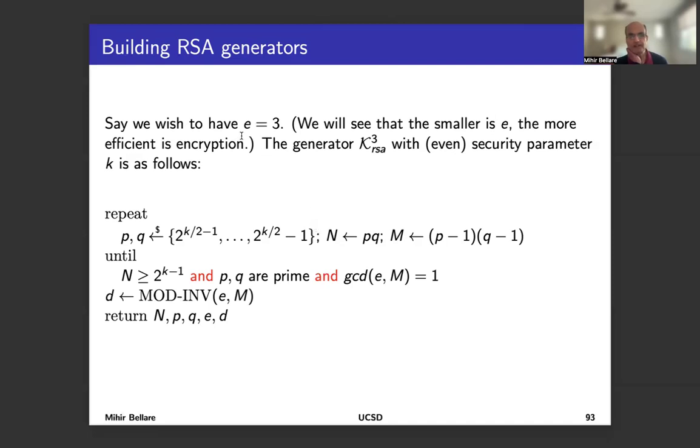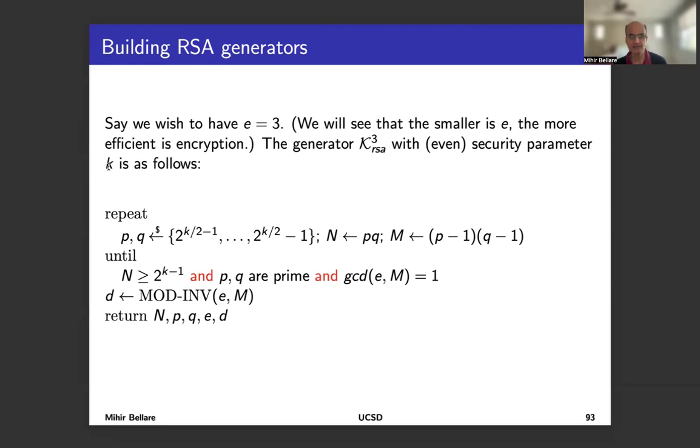So in this generator, I will actually set the encryption exponent to always be 3. That may seem a little weird that we fix it, but it turns out for security that seems usually to be fine. And efficiency goes up the smaller e is for encryption. So small exponents are often preferred. I will write the generator like this. I call it K-sub-RSA because it's an RSA generator, and the superscript indicates that e is 3.